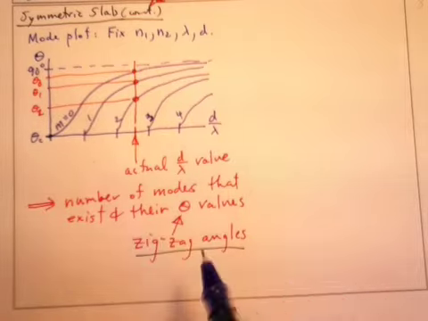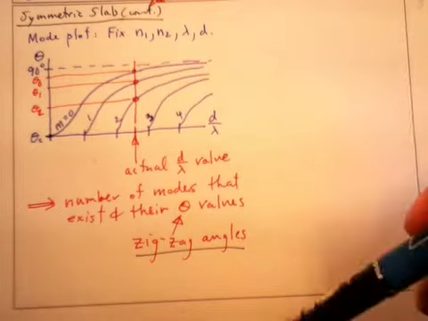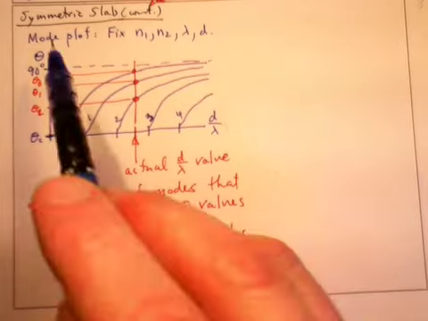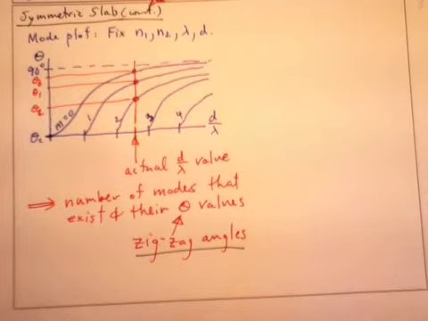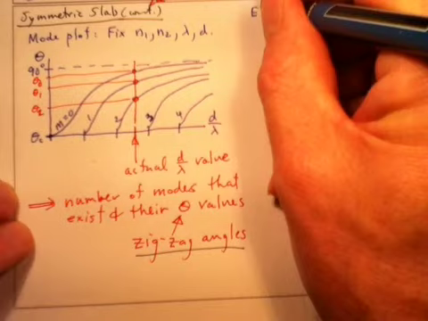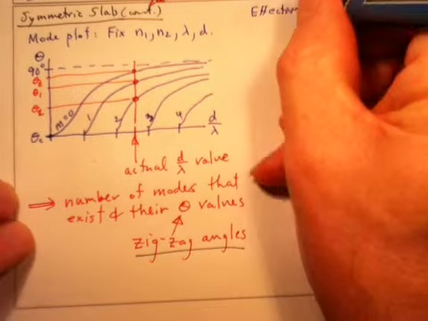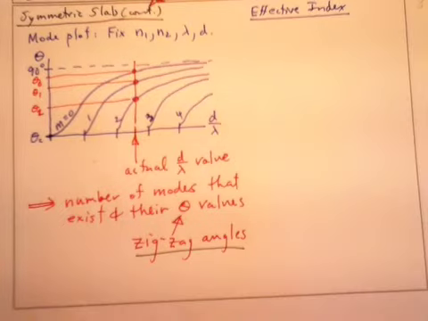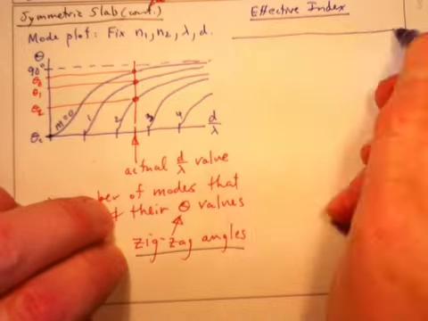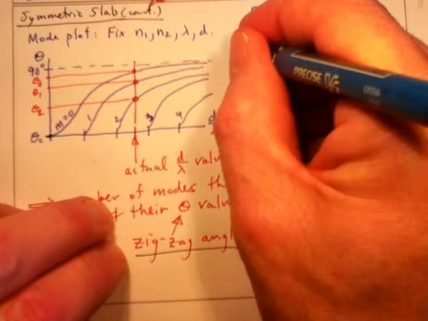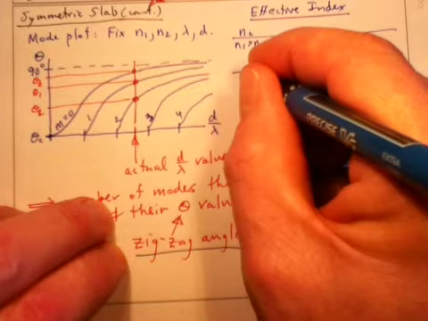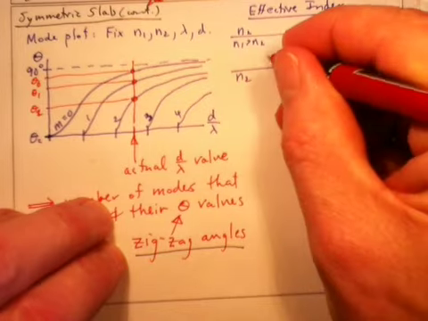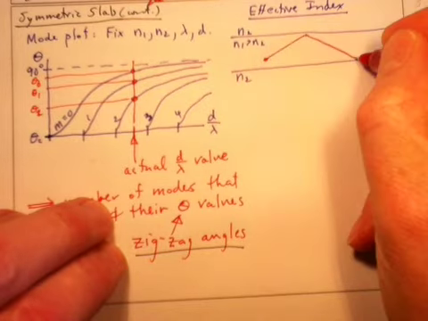Okay, what I'm going to do now is redo the mode plot with a different vertical axis, with what's called the effective index. Let me give you a quick derivation of what the effective index is. Let me draw my waveguide again, n1 greater than n2, with n2 out here in the cladding. And I'm going to draw my zigzag ray with its zigzag angle theta.